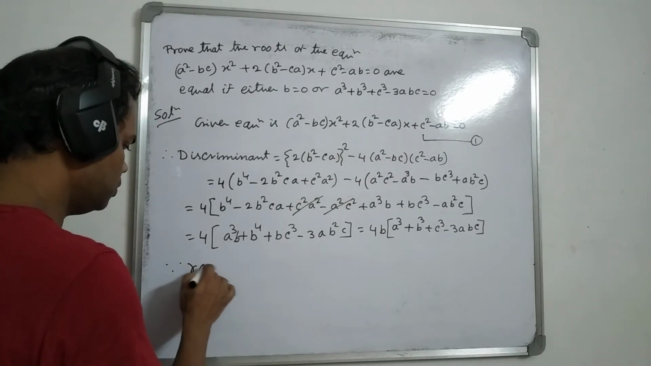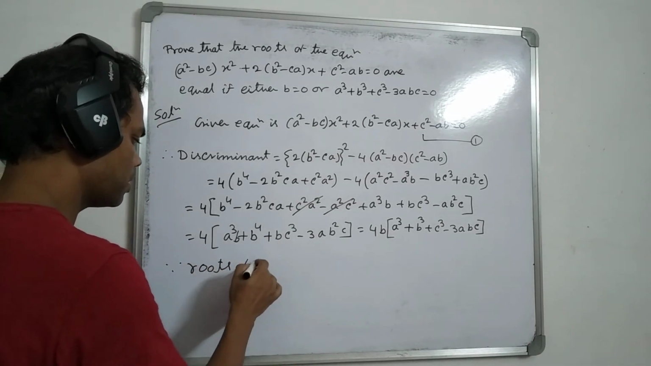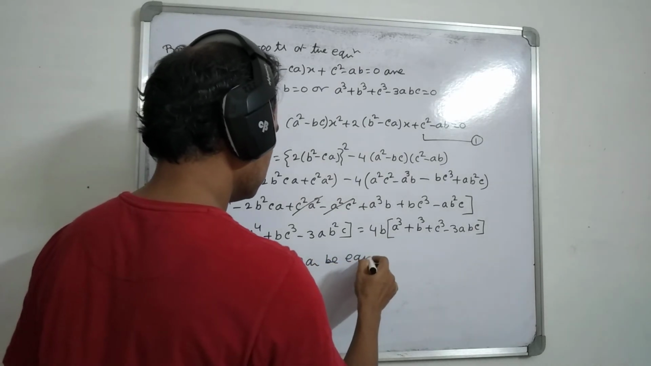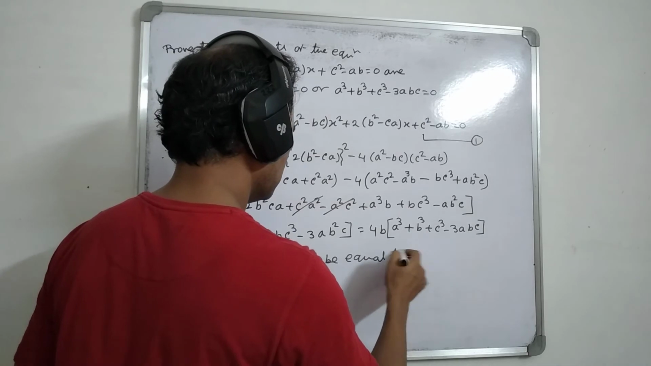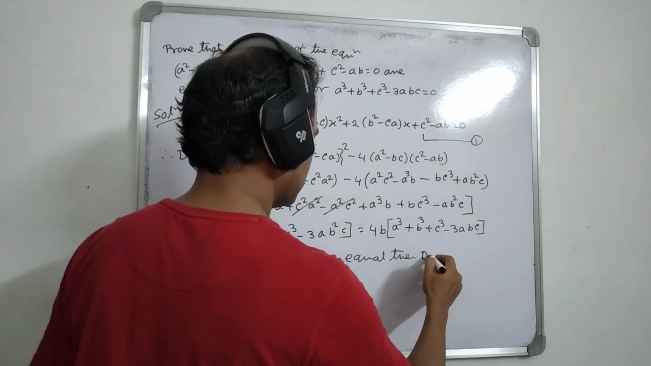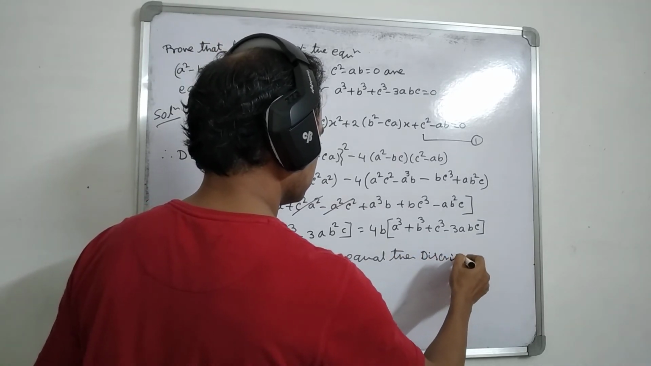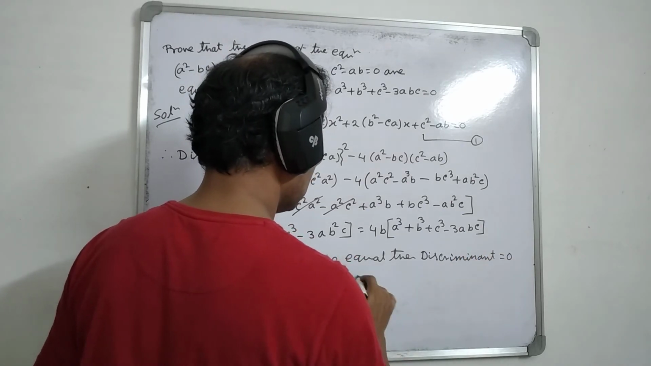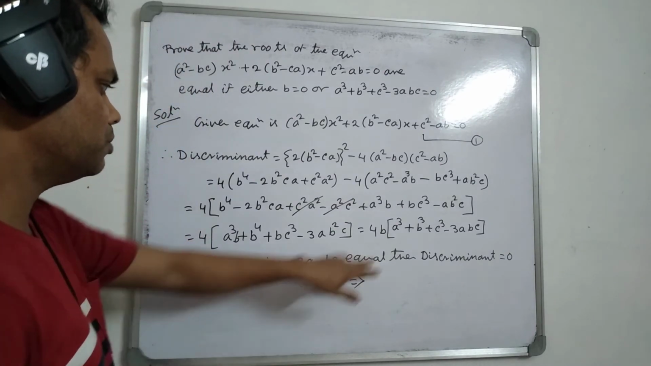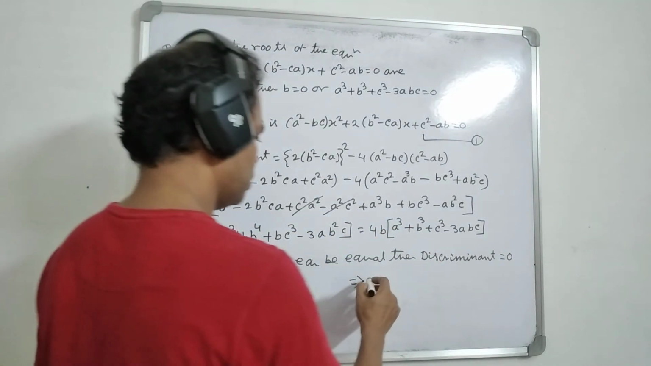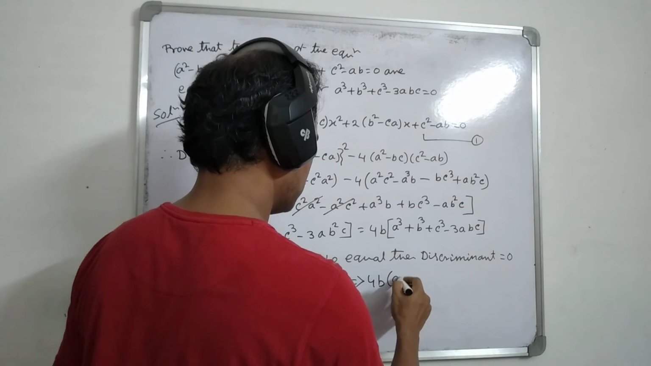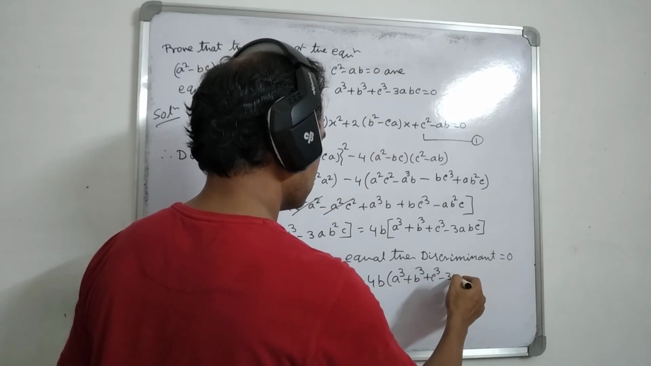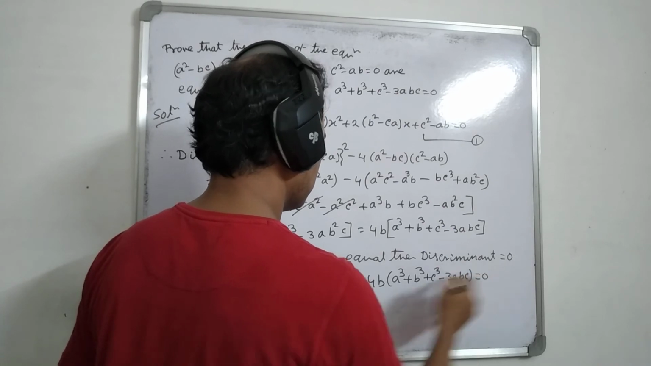Now see that the roots of the given equation are equal. Since the roots of the given equation are equal, the discriminant equals 0. So the discriminant equal to 0 means 4b(a³ + b³ + c³ − 3abc) = 0.